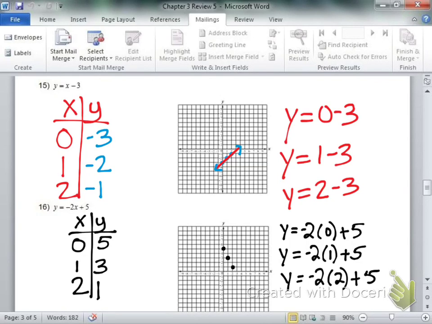This is sort of when you can stop and check yourself. If you are not getting a straight line, you have made some sort of error. If you are getting a straight line, that's a good indicator that you're on the right track. Sometimes you can be a little off, but you should feel good if you're getting a straight line. What are your questions on graphing with a table?